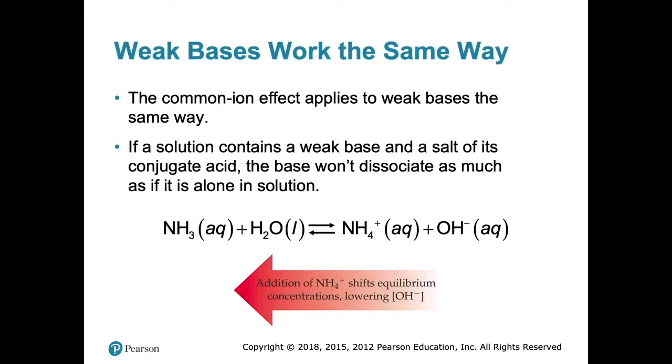So here we have an example of ammonia being added to water, which gives us the ammonium ion and hydroxide, right? And when you add more ammoniums, if you add more ammoniums, it makes it so that the hydroxide concentration goes down, right? Because the equilibrium shifts to the left towards the reactants again. So the same thing happens with bases, and you can still do the problem the exact same way, right?